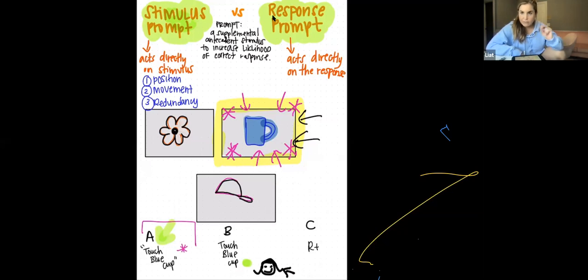But in technicality for the test, you need to know that it's not actually a prompt unless they engage in the correct behavior. Even if they got it right because you had hand over hand, right? So it's not important as to what you would call it then. I would just say there's no specific name. It's just a technicality for the test that it's not a prompt if they didn't engage in the correct behavior.